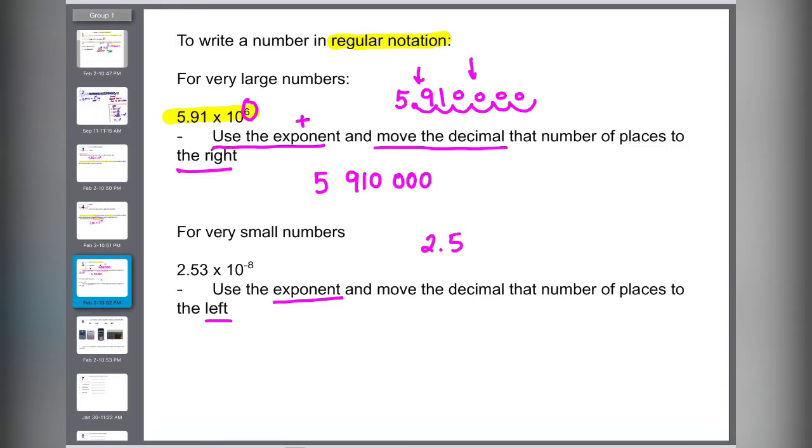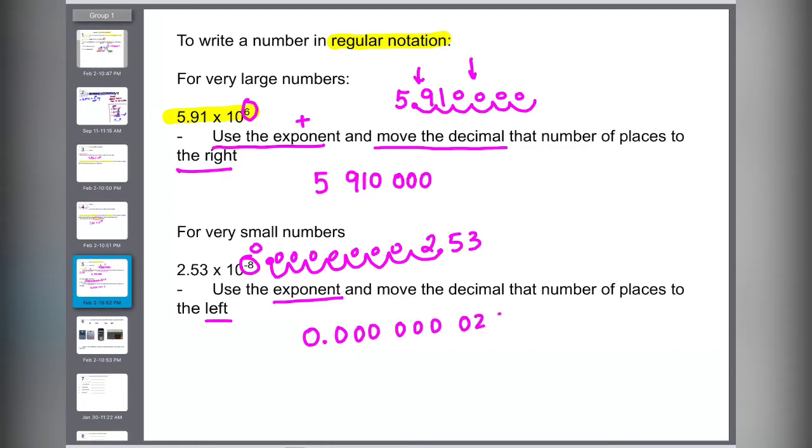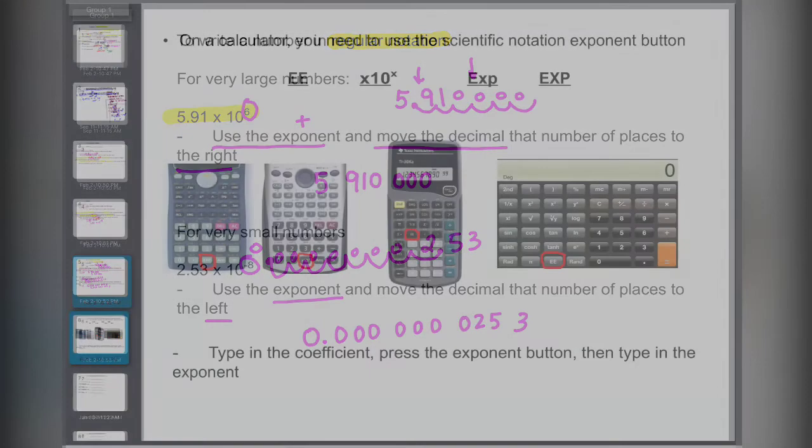So 2.53, I need to move it 8 spots to the left from the decimal place. 1, 2, 3, 4, 5, 6, 7, 8. My new dot is here. I fill in all these zeros. And don't forget, because this is a smaller than 1 number, I stick a 0 at the front. So 0.0000000253, and it should become like that. Okay, so you're basically just shifting.